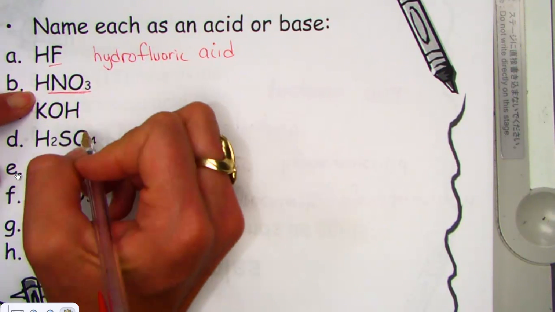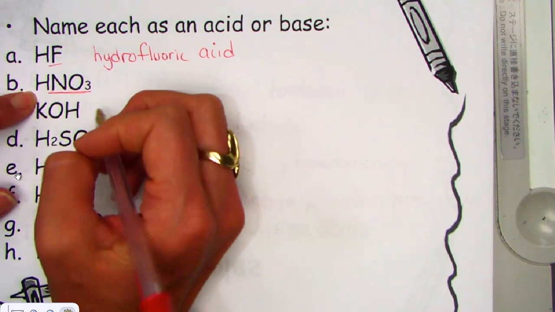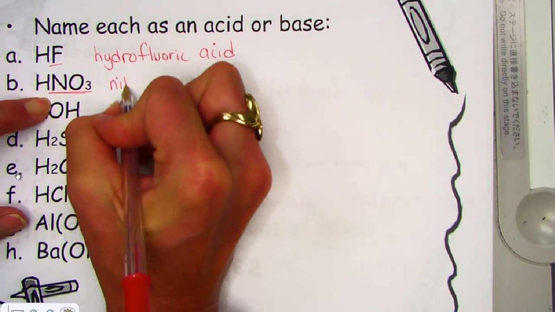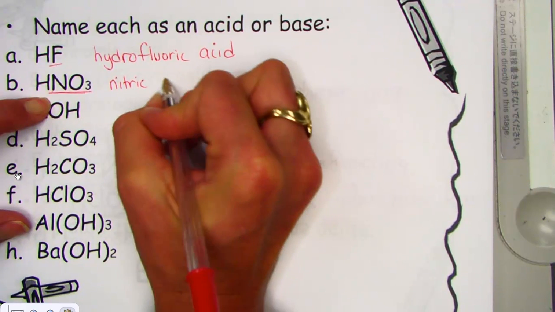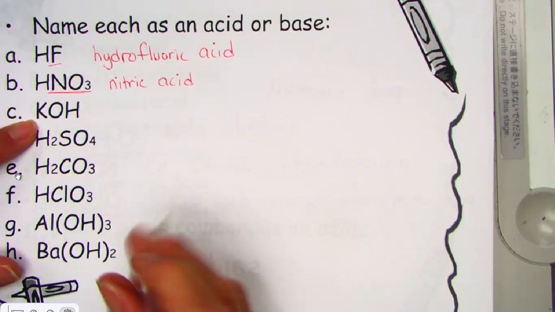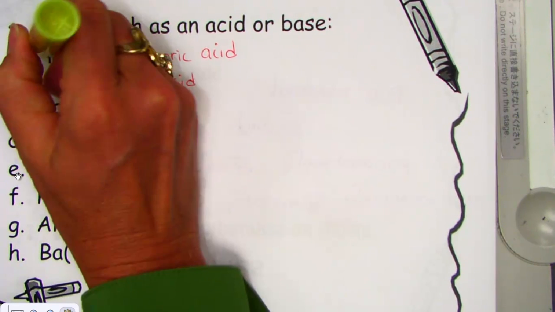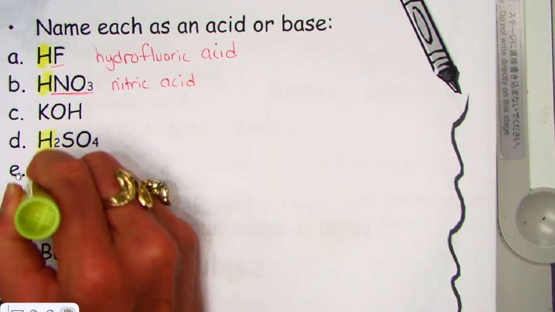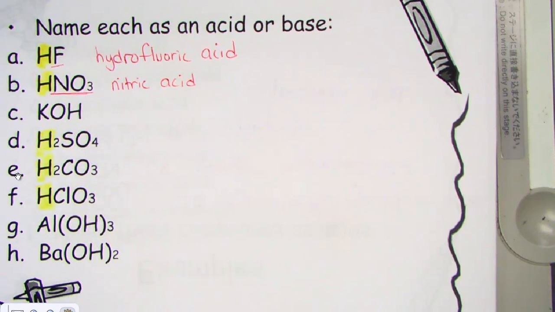Polyatomic ion here in letter B, you looked up and found nitrate, A-T-E, nitrate. Ate turns to ic. Did you write nitric acid? These both, by the way, started with H. I know they're acids. Those compounds that start with H, we know to be acids.